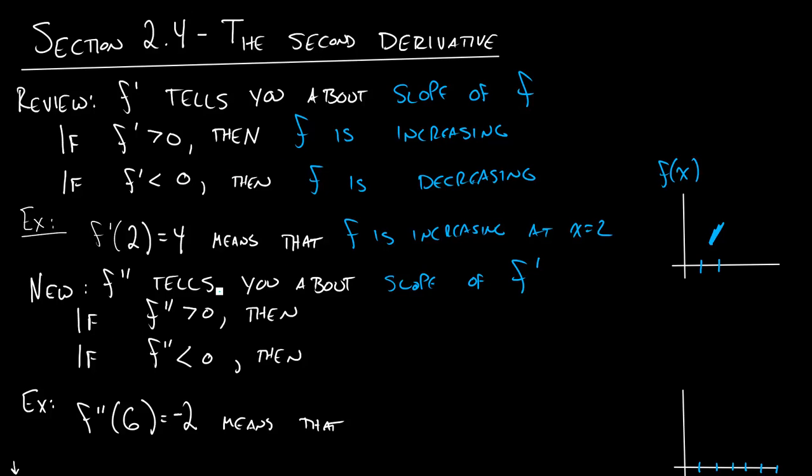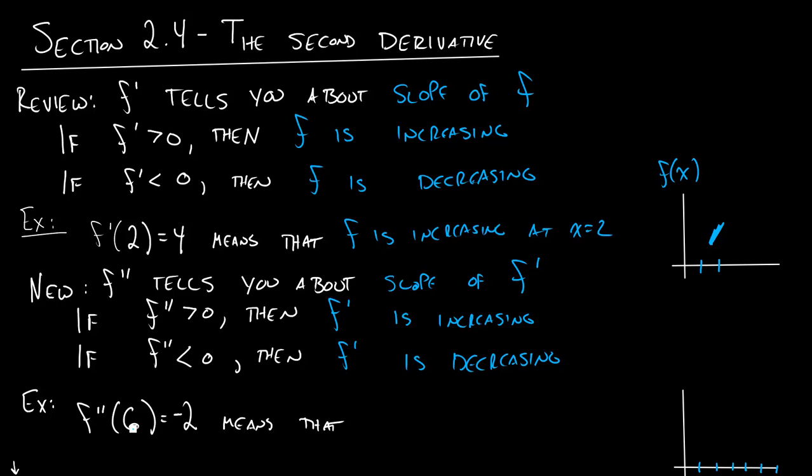If it tells us that f double prime is greater than 0, we're just going to do the same thing we did here. If f double prime is greater than 0, then f prime is increasing. So f prime tells us about f, and f double prime tells us about f prime. And similarly, if f double prime is less than 0, then f prime is decreasing. We'll see what this all means in a second, but let's just look at this example.